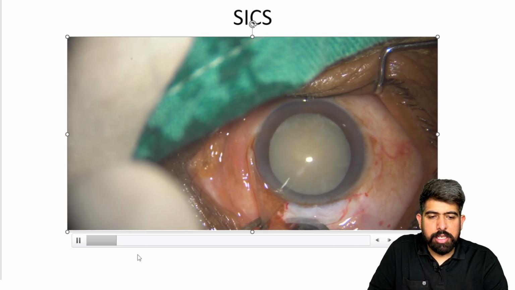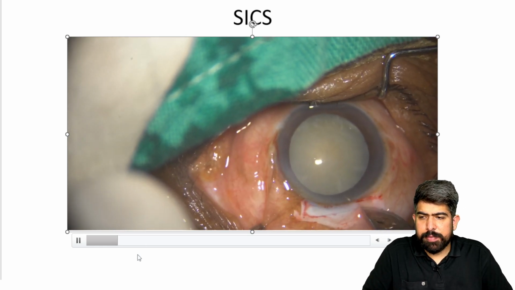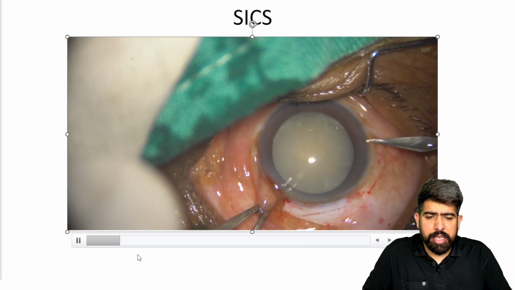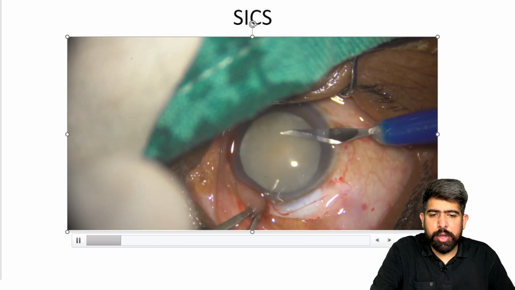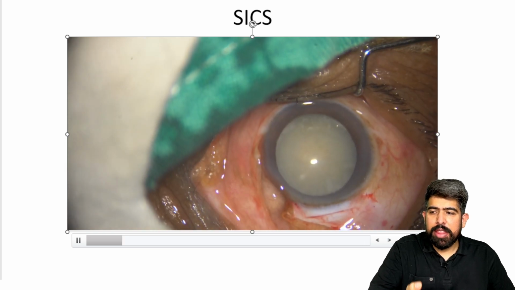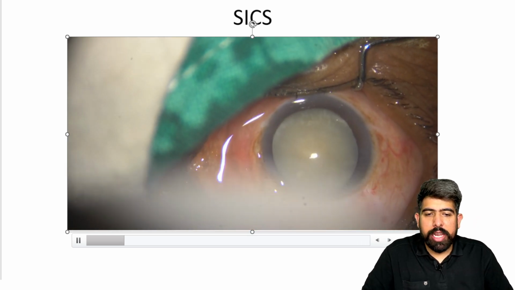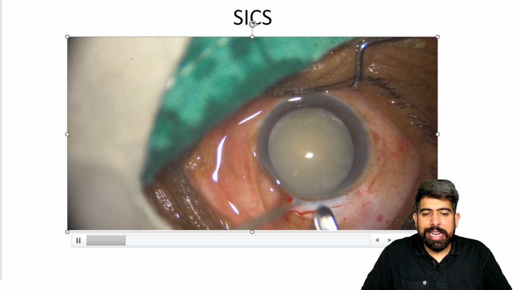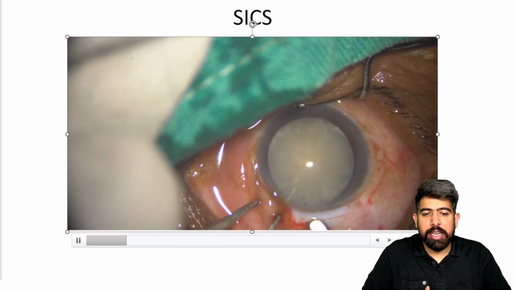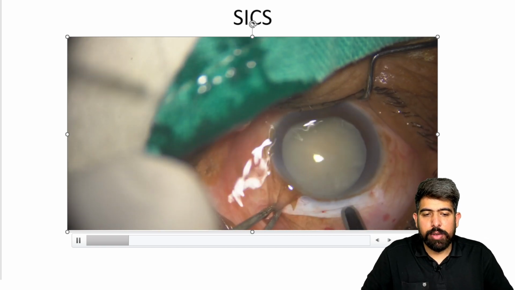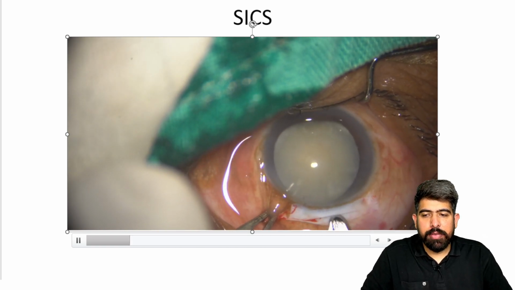So what we've done, we just cut it out. After making the cut, now what are we doing? Now we are making an incision on it, a clear cut incision on the sclera. Please understand, we are making the clear cut incision on the sclera. So now the scleral cut will be given.